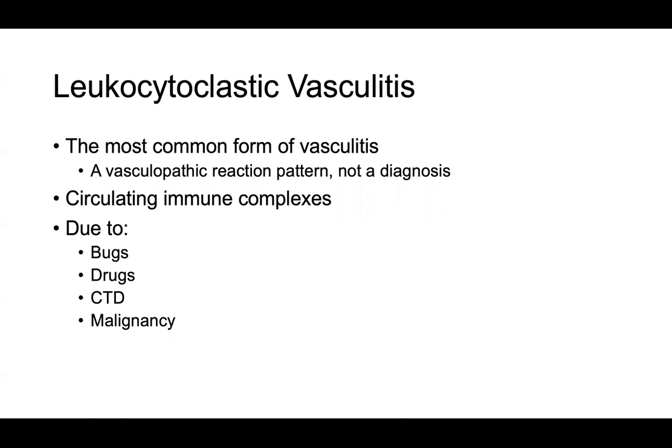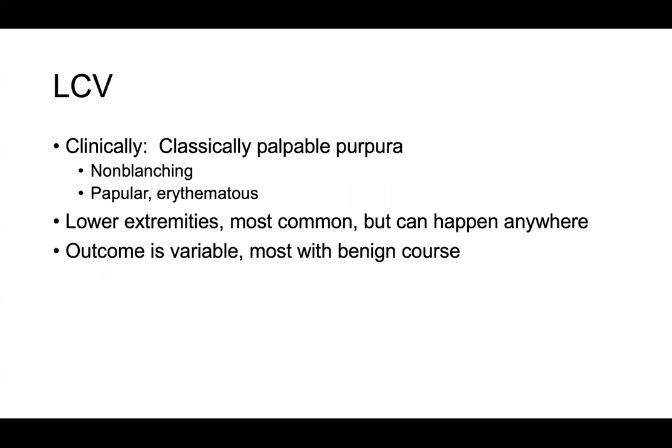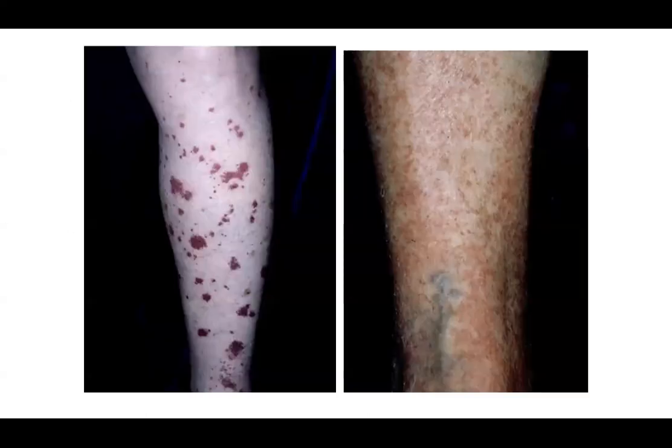It looks like there's no blanching to the lesions, that there's extravasated cells, and that it probably correlates with a small vessel vasculitis. On histology, you're going to see leukocytoclastic vasculitis. Leukocytoclastic vasculitis is not considered a specific diagnosis because, as we just mentioned, it can be due to many different causes. So people like to remember bugs, drugs, connective tissue disease, malignancy. Those can all lead to it. Classically, you're going to find that palpable purpura with non-blanching papular erythematous lesions on the lower extremities. As we talked about, the outcome is variable, mostly with a benign course.